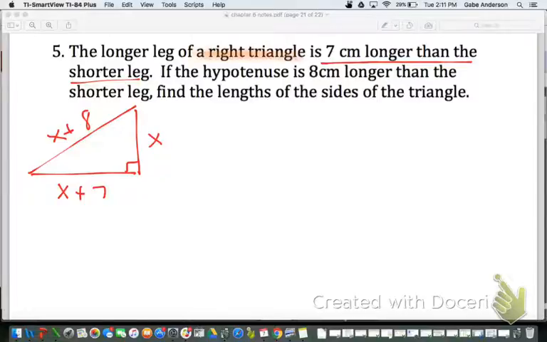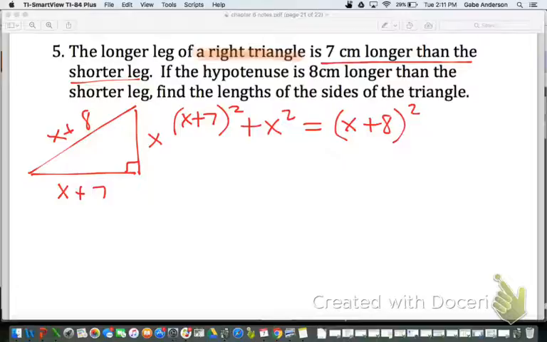It's a right triangle. If it didn't say that it was a right triangle, we can't use it. We'd be kind of stuck. So here we go. Tell me, Rocky, what do you got? (x + 7)² + x² = (x + 8)². Rocky's idea is perfect. He's got leg squared plus the other leg squared equals the hypotenuse squared. Perfect setup. Any questions on what Rocky's done?